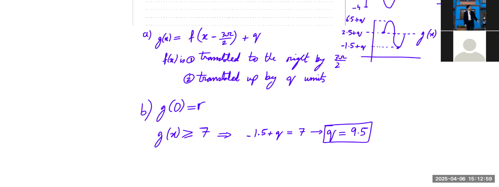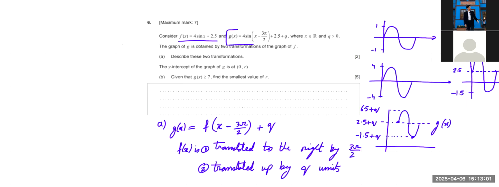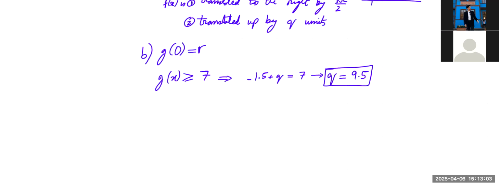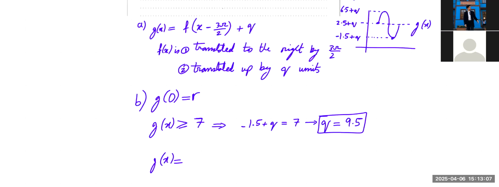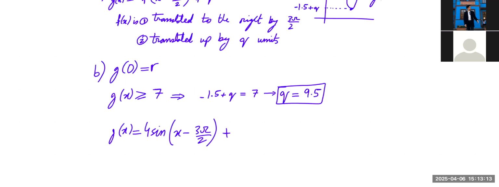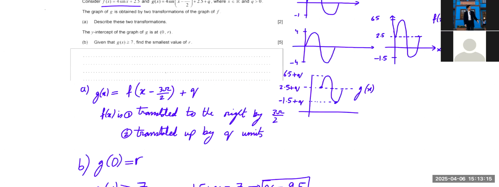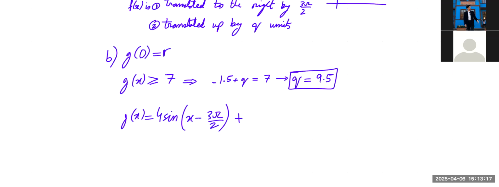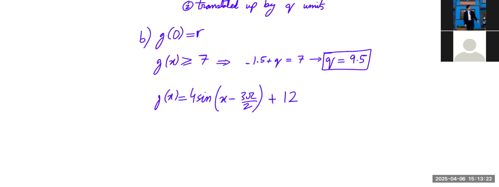And the thing is, we already know everything about g of x now. So let's write it down. So we know that g of x is 4 sine of x minus 3 pi over 2 plus 2.5 plus 9.5, which will be 12, I think. Yeah, 12. And they basically told us that r is what happens when x is 0. So let's plug in 0 for x.